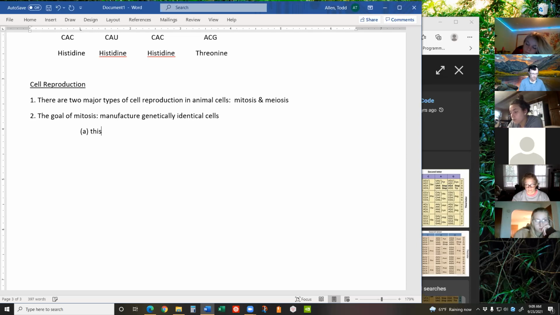This will support healing of the body when it is damaged, and it will also support growth of the body. In other words, you're 2 feet tall when you're 3 years old, but when you're 18 years old, you're now 6 feet tall. As you grow up, you have to make new cells so that your body enlarges. Generally speaking, the majority of those new cells will be made by mitosis, and they will be genetically identical to the precursor cells that created them.